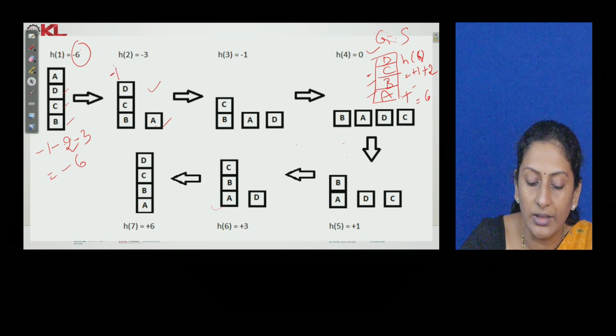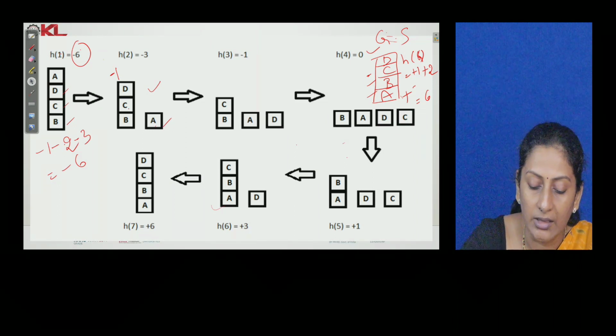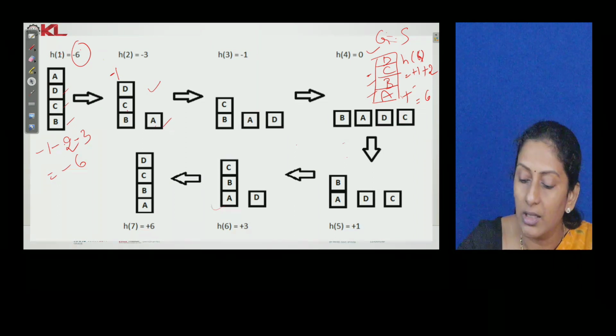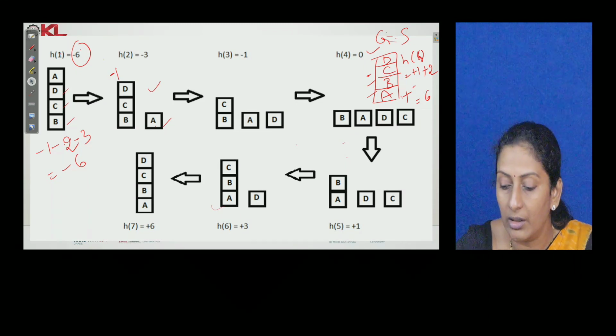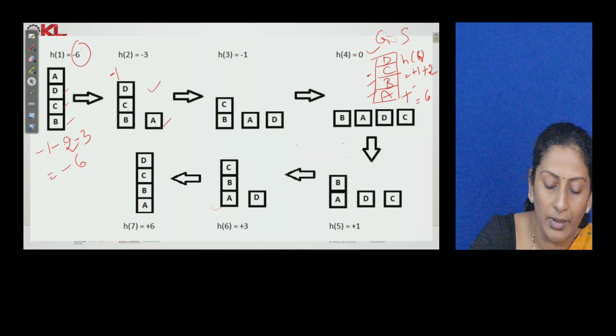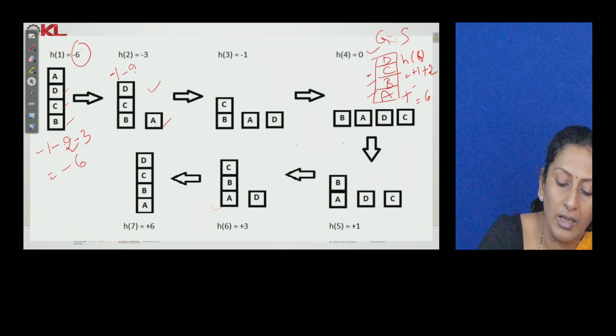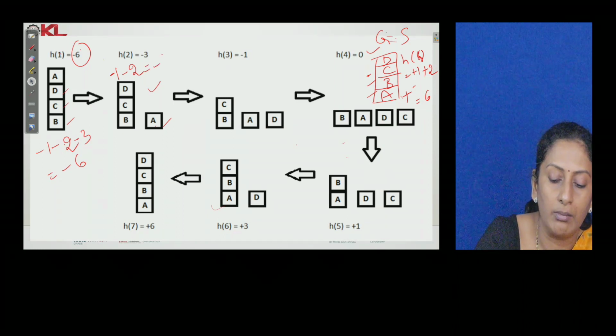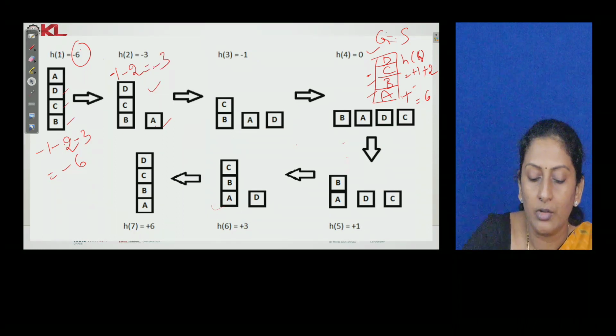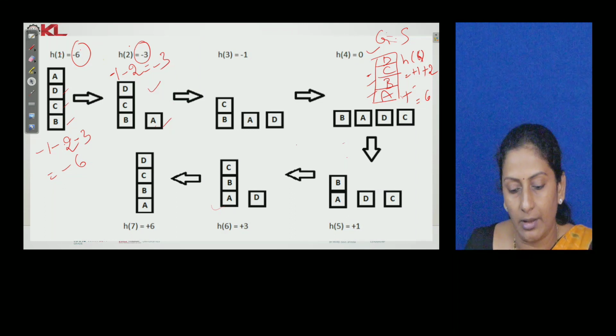And now consider D. Under D in the supporting structure there are two blocks, but in the goal state under D in the supporting structure there are three blocks. So these two are wrongly placed, so I am subtracting -2. So I have considered all the blocks, so it is -3, right? So this is how we get -3.